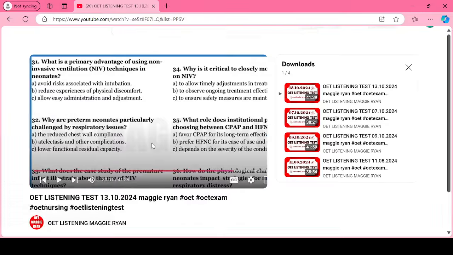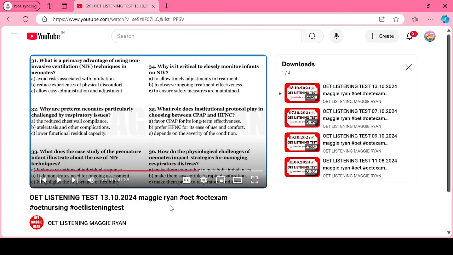And this OET is from Maggie Ryan. It's very good in my point of view, and it is dated 13/10/2024. You can practice that and let me know in a comment how much you got from this one. Anyway, it is very easy as well, and all the best guys, and catch you in the next videos.